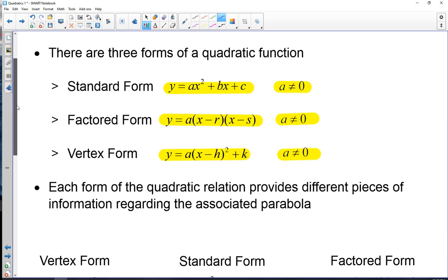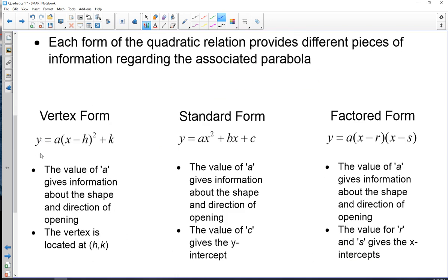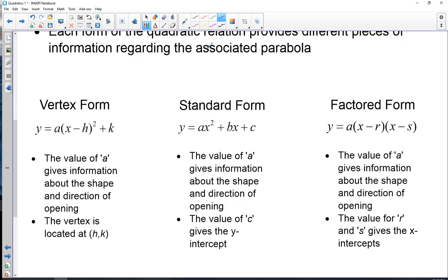Now, each form of the quadratic relation gives us different pieces of information, and here they are. Starting with standard form, which is the one we just looked at, when a parabola is written in standard form, we know that the value of a tells us whether the parabola opens up or down. The value of a is also going to give us the shape of the parabola, if it happens to be very narrow or if it happens to be a lot wider. If a is positive, the parabola opens up, and if a is negative, the parabola opens down.